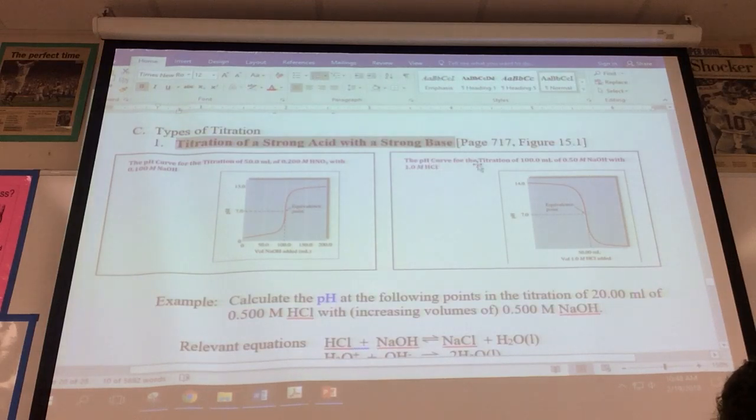This shows the titration or a pH curve of base with acid. So the hydrochloric acid, the strong acid now, is in the burette. The sodium hydroxide is in the Erlenmeyer flask or the beaker. How do these two graphs, how are they similar and how are they different? The equivalence point is in the middle. The equivalence point for both of them is 7.